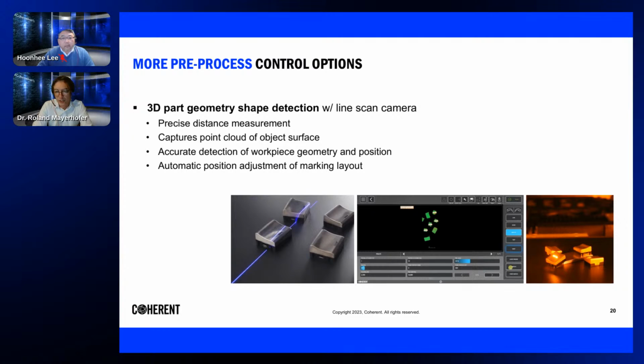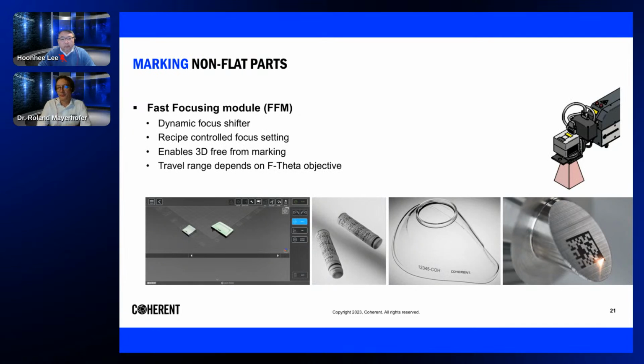So this could be used for odd-shaped parts. Could also be used for parts that are not exactly flat underneath the galvo head. So it's a very nice technology to really mark the parts where they are, even if they are odd shaped. And of course, as a prerequisite, as I said already, you need a fast focusing module because you need to adapt the focus fairly quickly to the shape of the part.